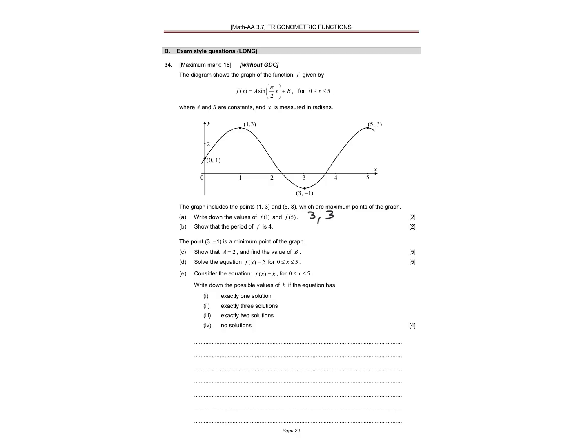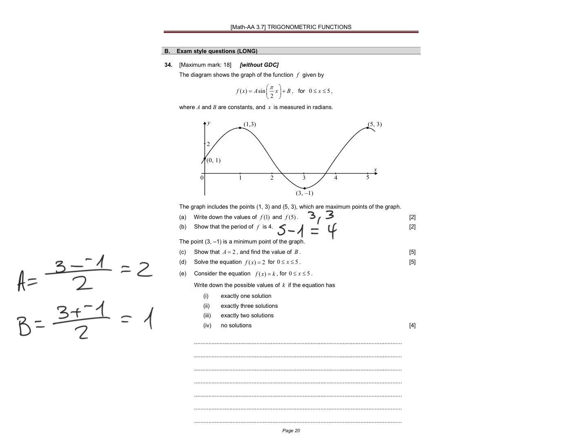So from max to max, well, it's just 5 minus 1, which is 4. Not sure what they want there. So now the point is a minimum. Show that A is 2 and find the value of B. So A is the amplitude, so you've got max minus min over 2, which is 2. Find the value of B, so we've got 3 plus negative 1 over 2, which is 1.